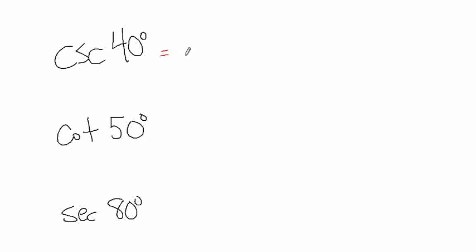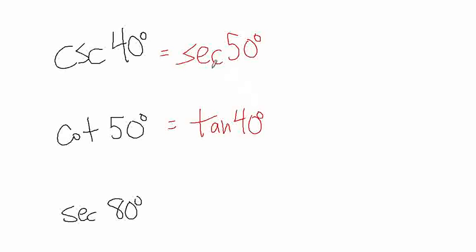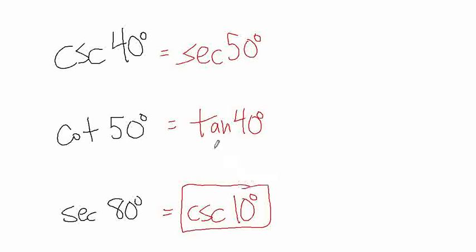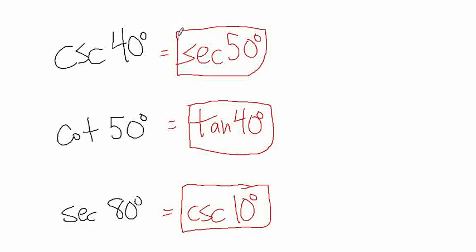So the cosecant of 40 degrees is equivalent to the secant of 50 degrees. The cotangent of 50 degrees is equal to the tangent of 40 degrees. And the secant of 80 degrees is equivalent to the cosecant of 10 degrees. All right.